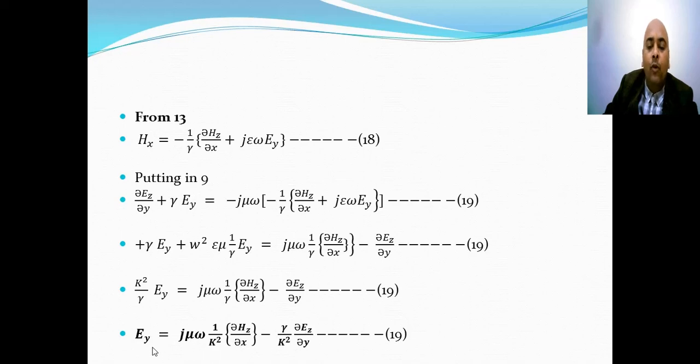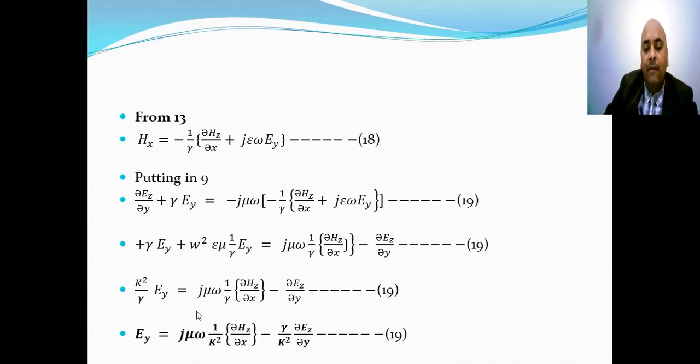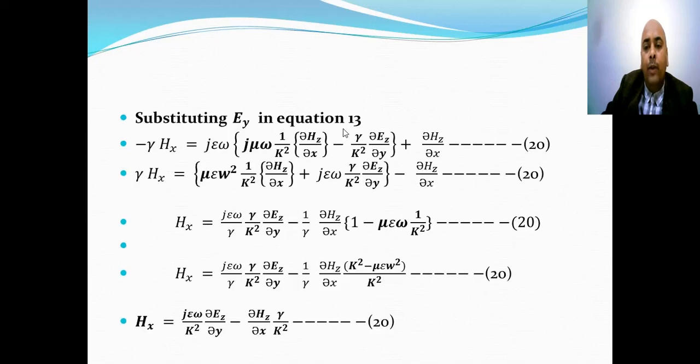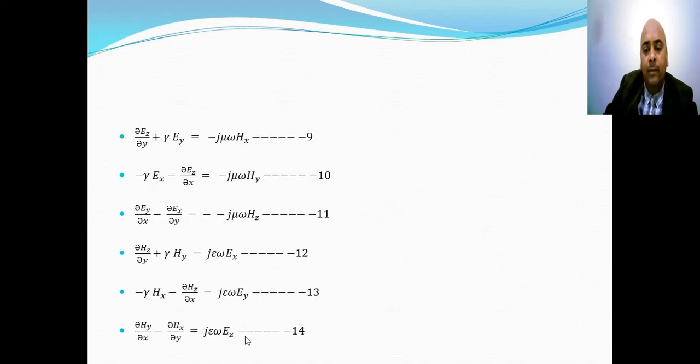Similarly, after putting the value of Hx in equation 9 and separating Ez and Hz components on one side, we obtain Ey in terms of Ez and Hz as j mu omega 1 upon k square curly Hz upon curly x minus gamma upon k square curly Ez upon curly y. Similarly, by substituting Ey in equation 13, we have just derived the value of Ey and are putting it in equation 13.